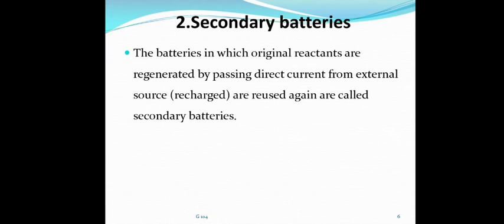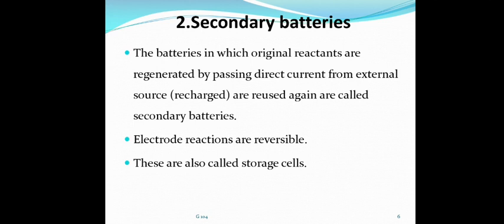That means here is the basic difference between primary batteries and secondary batteries. In primary batteries, the reaction takes place only once. They cannot be reversed. But here, after discharging, you can send electricity and again get the original reactants by regeneration. So they can be recharged and reused. Such batteries are called secondary batteries. Here the electrode reactions are reversible.